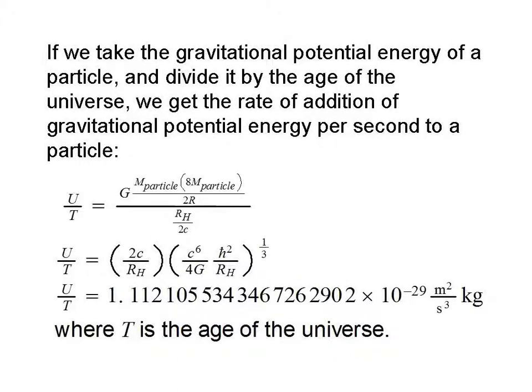And if we take the gravitational potential energy of a particle and divide it by the age of the universe, we get the same rate of addition of gravitational potential energy per second to a particle, where gravitational potential energy divided by the age of the universe comes out to about 1.11 times 10 to the minus 29 joules per second. Of course, it should be the same because U here is the same thing as the energy of a particle.